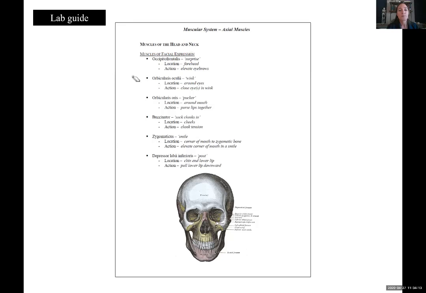So I tried to include something in italics that would help you know them. So you should know the name of the muscle, where it's located, and its action.